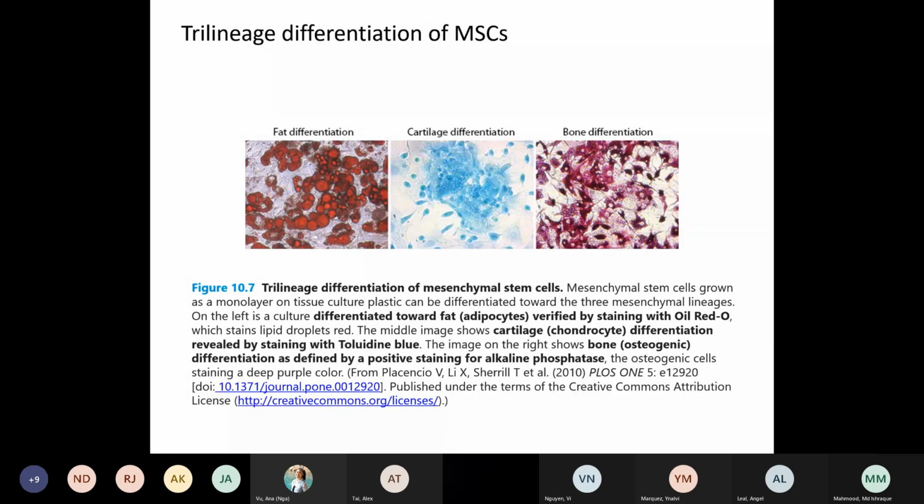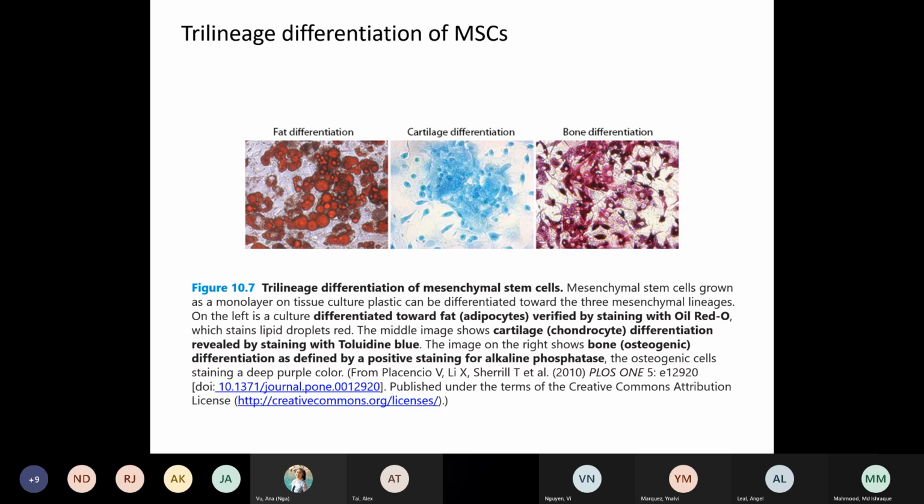To demonstrate fat differentiation, the reagent usually used is called oil red O. The oil red O is specific for lipid droplets. Lipid droplets are abundant in fat, in adipose. So with this oil red O, it's just a chemical, and you can demonstrate, okay, now you have fat differentiation. In the middle, that is a study of cartilage differentiation. The chemical used for staining here is called toluidine blue. Toluidine blue is specific for cartilage differentiation.